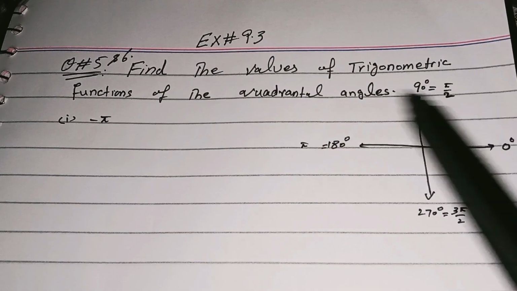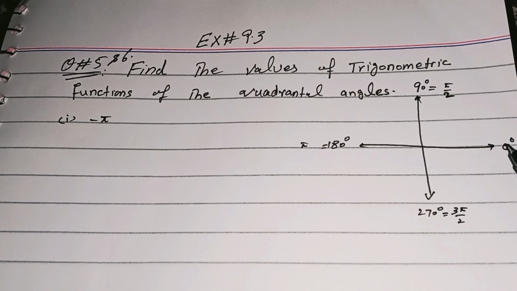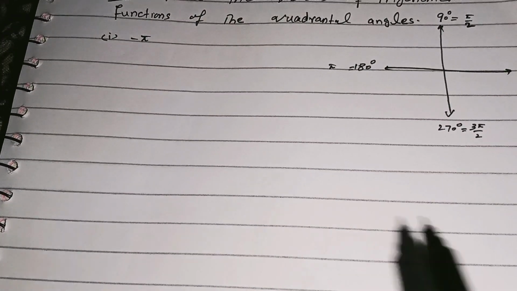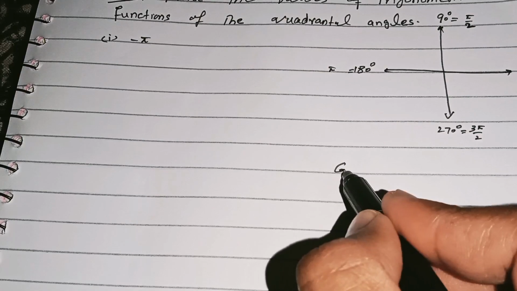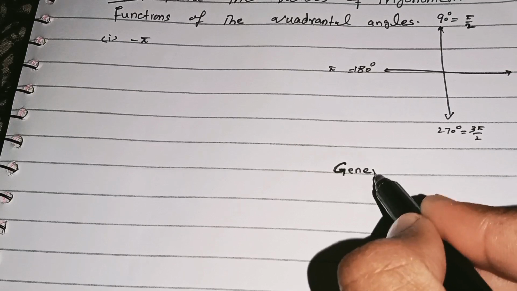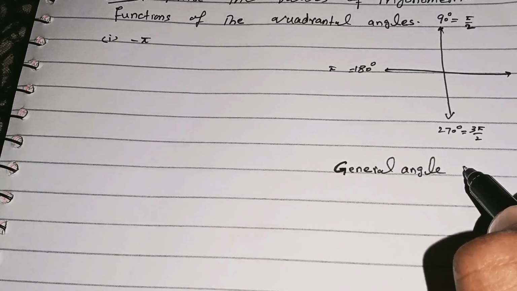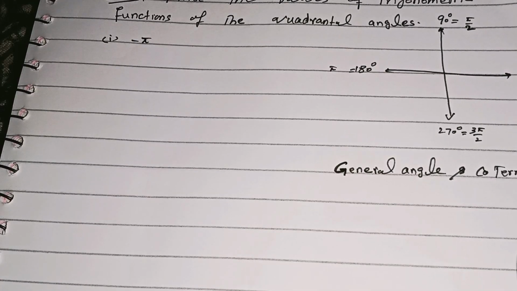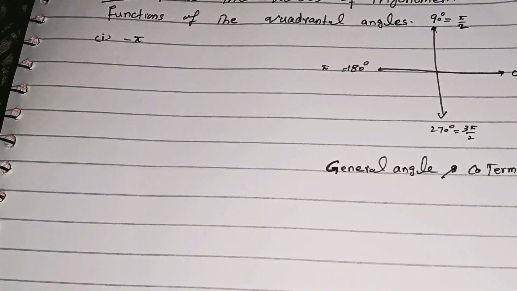From 0 to 2 pi, or 0 to 3 pi by 2, we have these quadrantal angles first of all, and all angles between them: 0 to 90 degree in the first quadrant, 90 degree to 180 degree, 180 degree to 270 degree, and 270 degree to 360 is coterminal to 0 degree. These questions are based on the concept of general angle and coterminal angle.